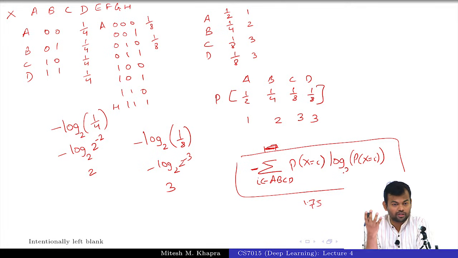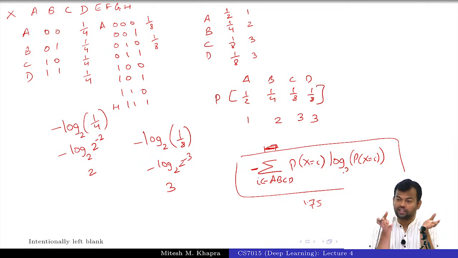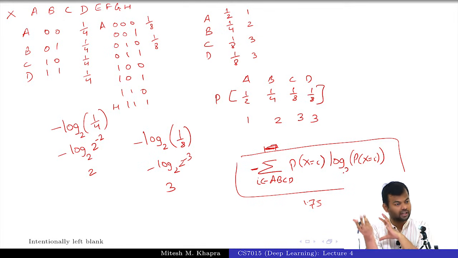So on average, you will be needing 1.75 bits. Whereas if you are assuming everything is equally likely, on average you are using 2 bits. Right? So you see that on average you are making some savings here. So that's what the entropy tells you. If you know what the probability of these events is, then you better use that to decide the number of bits that you're going to use to send each of these.